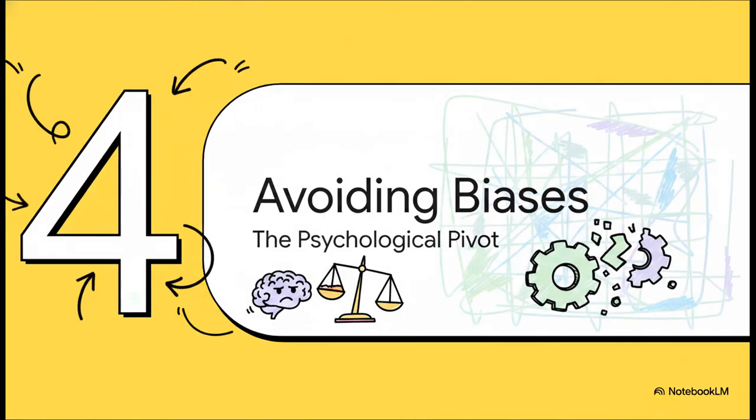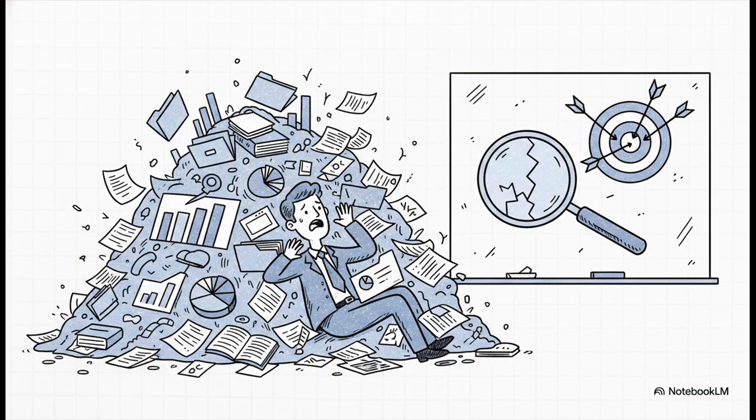Okay, time for a sobering psychological pivot. Section 4, avoiding analytical biases, because even the best matrices can be derailed by human error. Let's rapid fire through some cognitive traps that will absolutely ruin your analysis. First up is information overload. As a manager, it is so incredibly easy to gather so much data that you completely lose strategic focus. You just end up with a massive, heavy report that nobody reads and no one acts on.